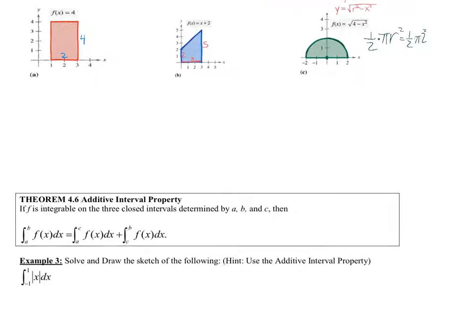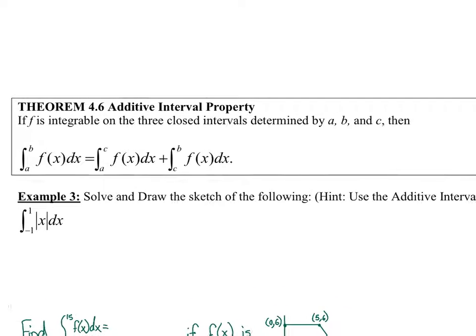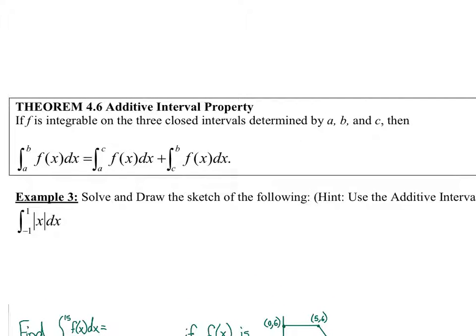Okay, and one piece that we could deal with. We also, though, have the additive interval property. Let me just illustrate this here with our function absolute value of x. So if I were doing the absolute value of x, I would have this function right here.